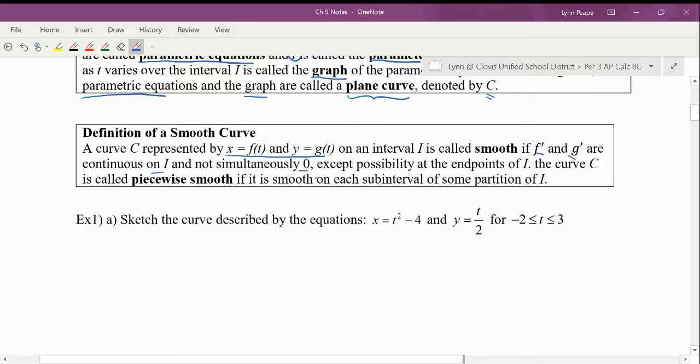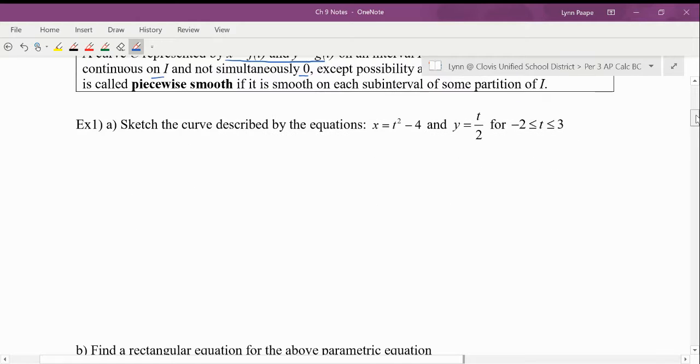So if we looked at when the derivatives are 0 at the same time, we would have 0 over 0, which would be indeterminate. Okay, and this is true except possibly at the endpoints of I, where we can have different situations. And so then the curve C is called piecewise smooth if it is smooth on each subinterval of some partition of I. All right, and our derivatives will come on the next page, so we'll refer back to that in just a moment.